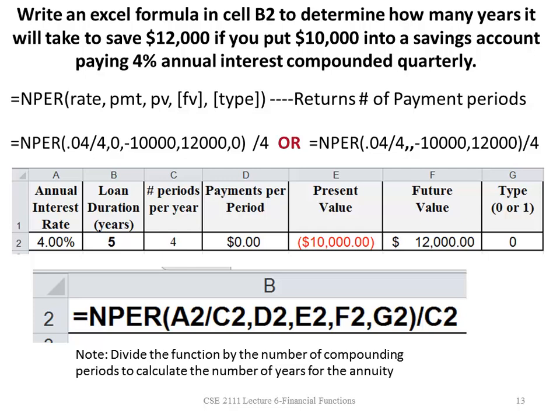Notice in cell E2, the argument E2 in the function should be a negative number because I have negative $10,000. I didn't put negative E2 here. The reason why I didn't put a negative in front of the E2 is because I already have the present value as a negative number in the cell reference itself.